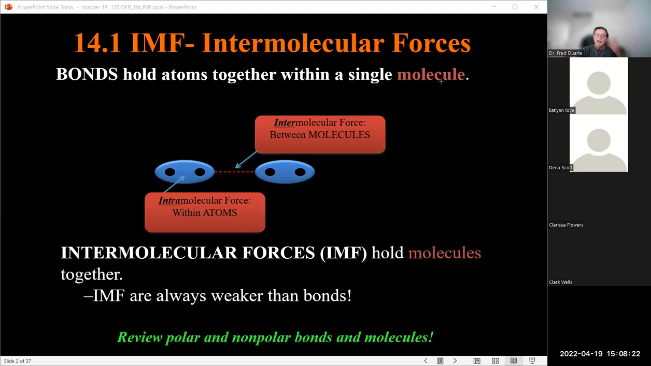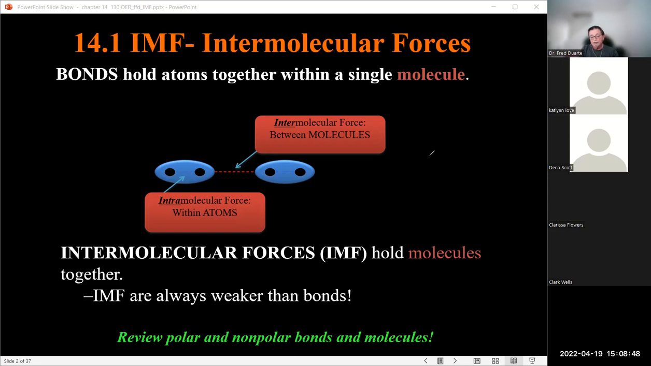And how we assign which force to a molecule depends on the polarity of the molecule. So go back and refresh your memory. Remember I stated that when we're talking about covalent bonds, whenever we have, let's say, a species of, hold on one second, let me get my other pen here.